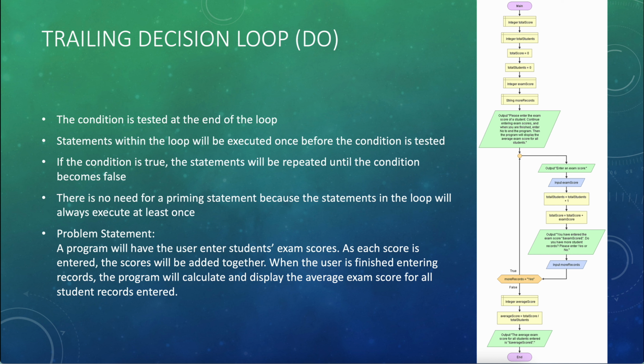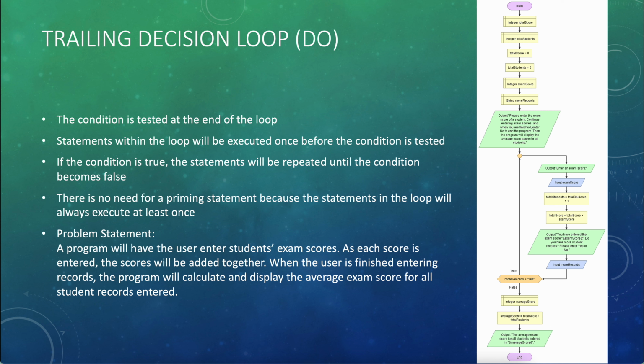The only difference is with a while loop, if the condition is false initially, nothing in the loop will ever run. With a trailing decision loop, the do loop, it will run one time before it even checks for the condition at all. So the statements in the loop will always execute at least once.